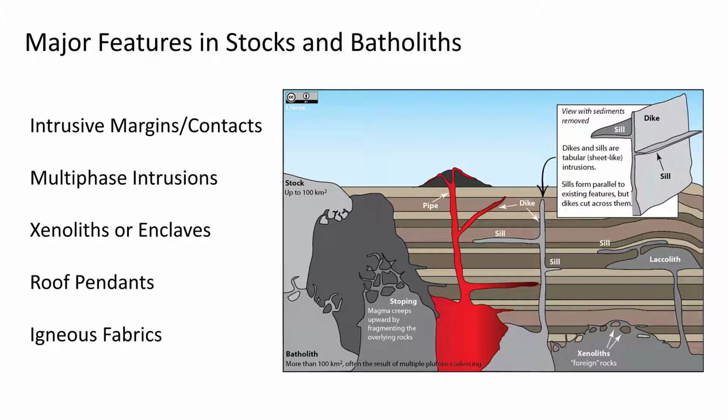So, looking at some of the major features in stocks and batholiths, now I'll talk about each of these in a bit more detail. These are all mappable features that we can observe in the field and use to develop our geological models and interpretations of the geological history and setting. So we have intrusive margins or contacts, multi-phase intrusions, xenoliths or enclaves, roof pendants, and igneous fabrics.